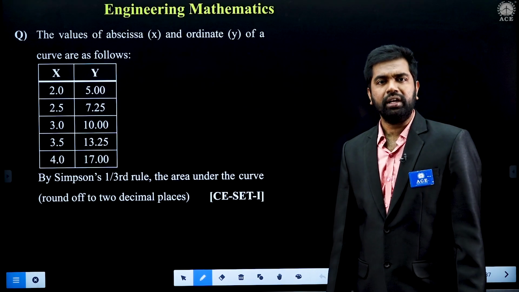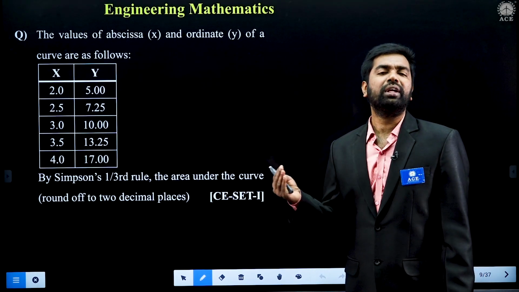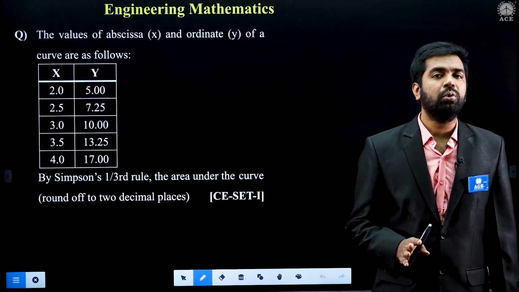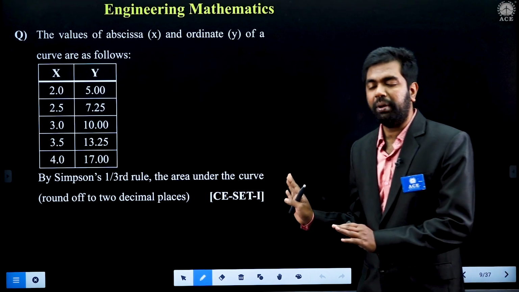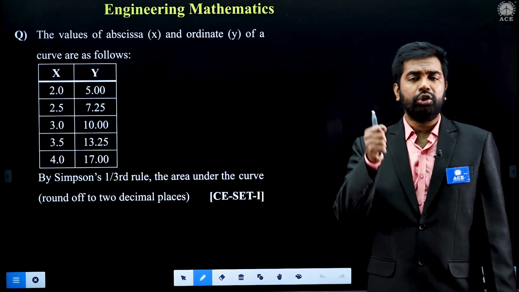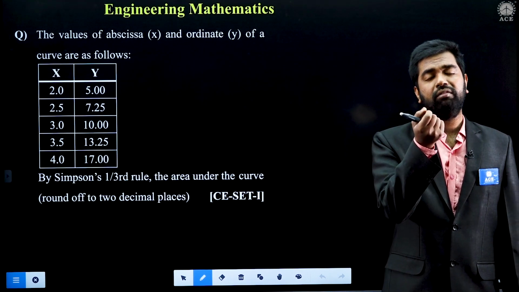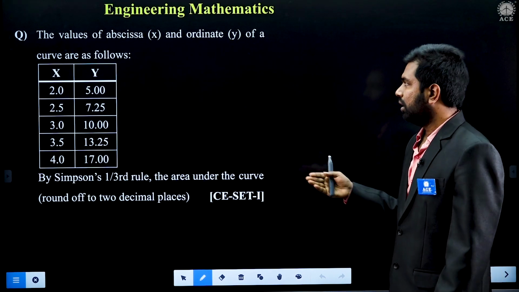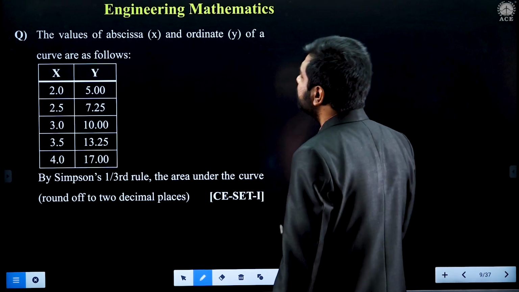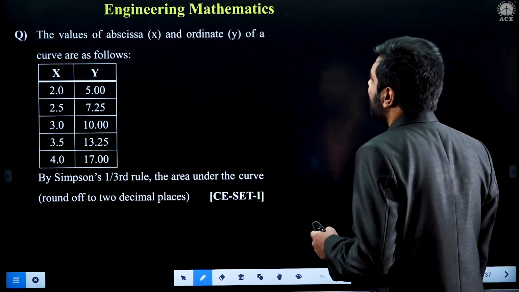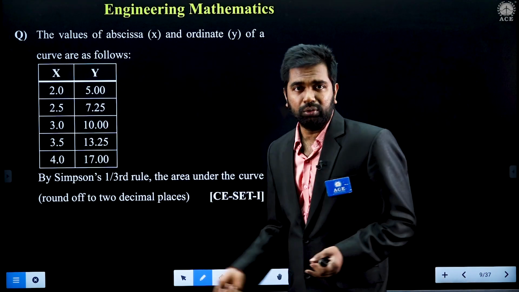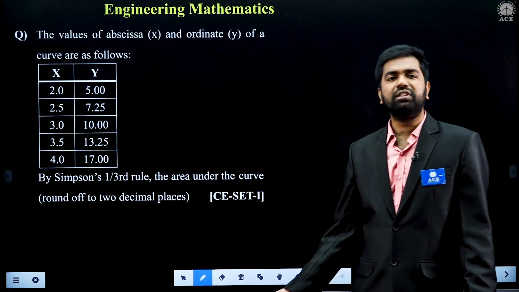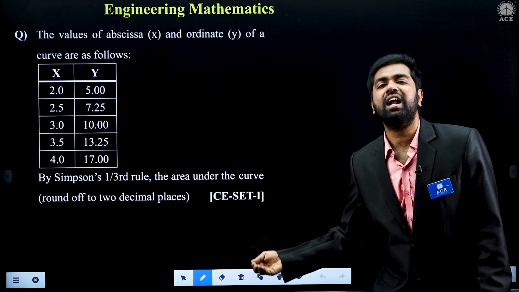Another question, right? Now, after looking at this, you will feel that for sure you are going to score 13 marks from this mathematics topic. It is going to play a huge role, each and every mark, even a 0.1 mark is also going to play a crucial role. Let us look at this. He says the values of abscissa and ordinate of a curve are as follows. So he gave the x and y coordinates. So what is he asking? Using Simpson's 1/3 rule, what is area under the curve?